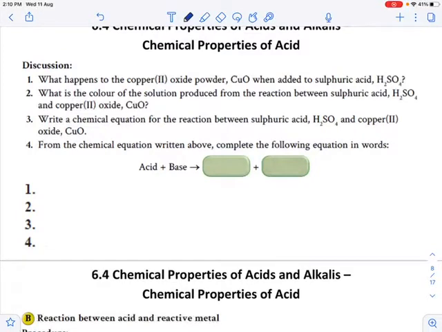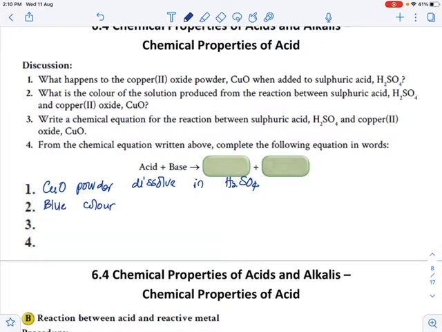What happened to the copper(II) oxide powder when added to sulfuric acid? The answer is the copper(II) oxide powder dissolves in sulfuric acid. What is the color of the solution produced from the reaction between sulfuric acid and copper(II) oxide? So the color is blue.